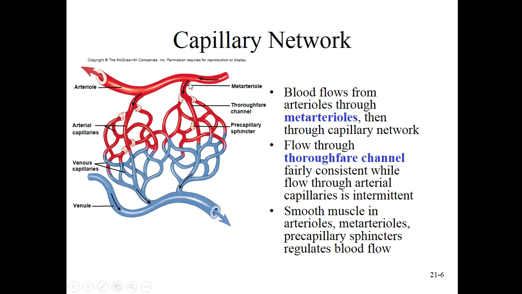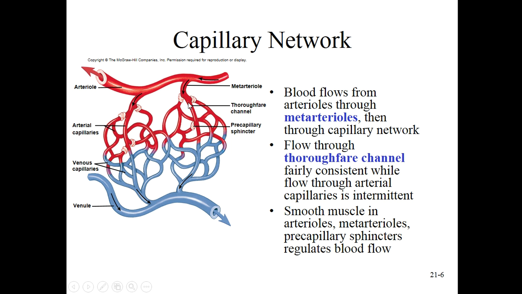Right, this looks like so many neighborhoods. There's sort of a main road that goes right through the neighborhood. And then, if you're trying to find your friend's house, you take the second right off of that main thoroughfare and then find his little cul-de-sac. So, the thoroughfare channel is the straight, direct connection between this arteriole and this venule.